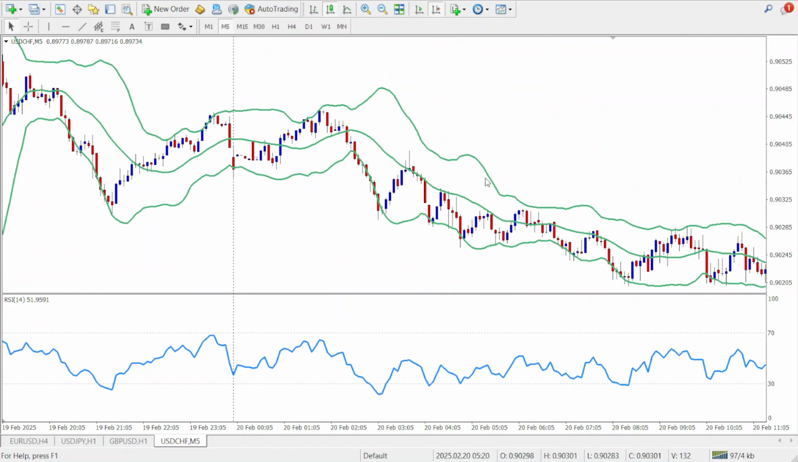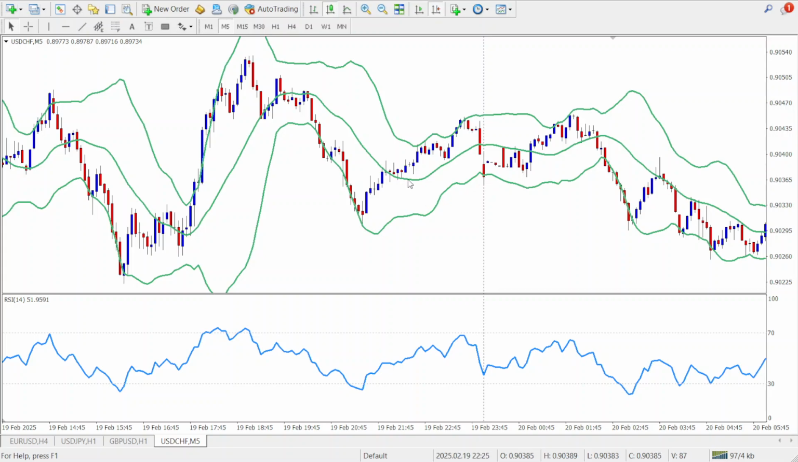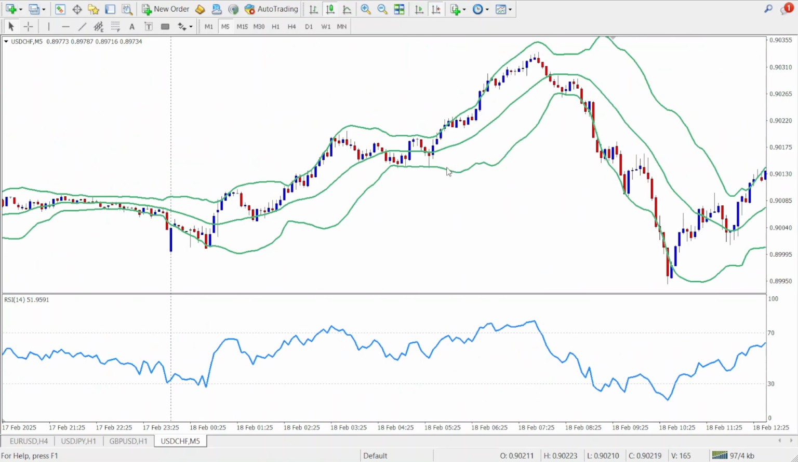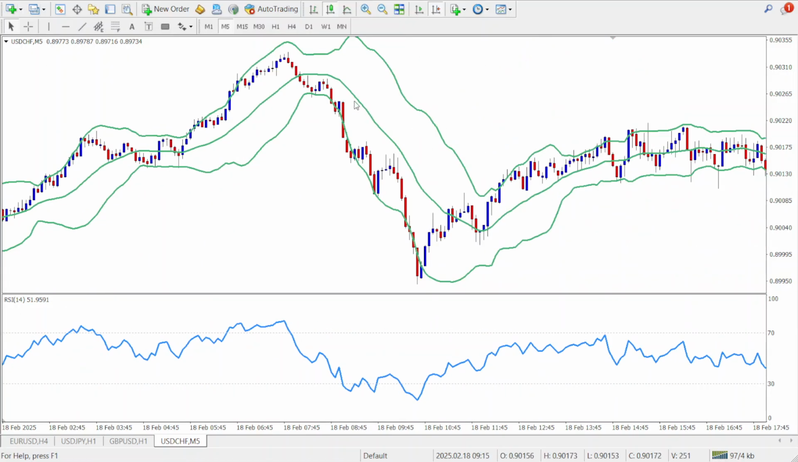In an uptrend, the price consistently bounces off the middle band. You can see the price consistently bounces off the middle band, while in the downtrend, the price consistently stays below or bounces below the middle band. Then you wait for the pullback.